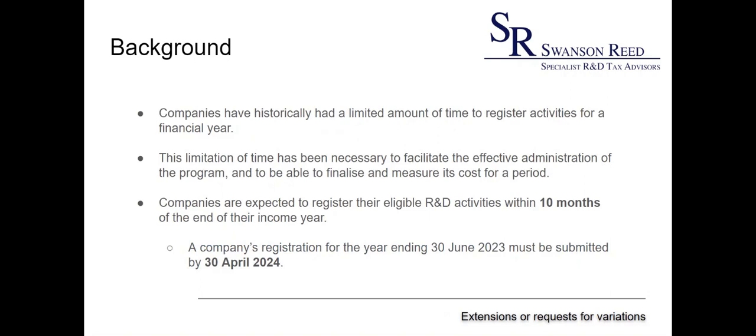This presentation is based on AusIndustry's published material. Under the R&D tax incentive, companies have historically had a limited amount of time to register activities for a financial year. This limitation of time has been necessary to facilitate the effective administration of the program and to be able to finalise and measure its cost for a period. Companies are expected to register their eligible R&D activities within 10 months of the end of their company's income year. For example, a company's registration for the year ended 30th of June 2023 must be submitted by the 30th of April 2024.